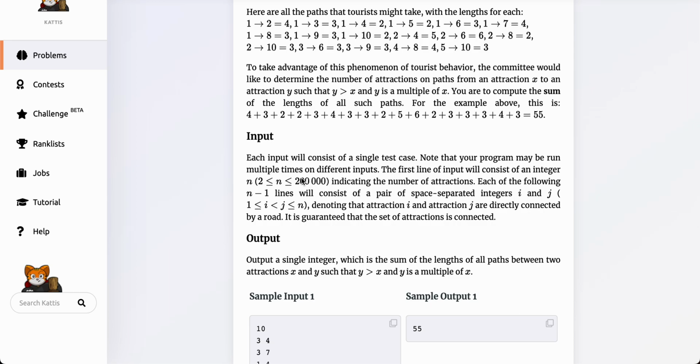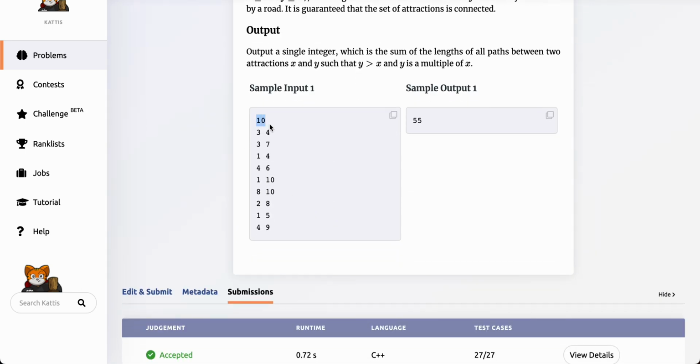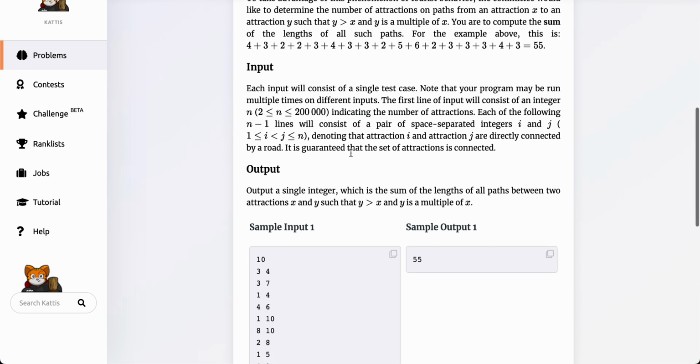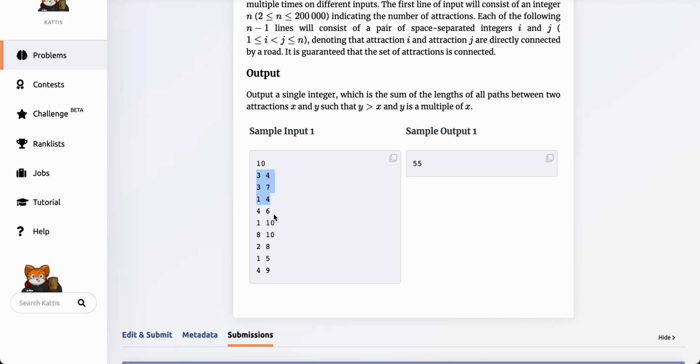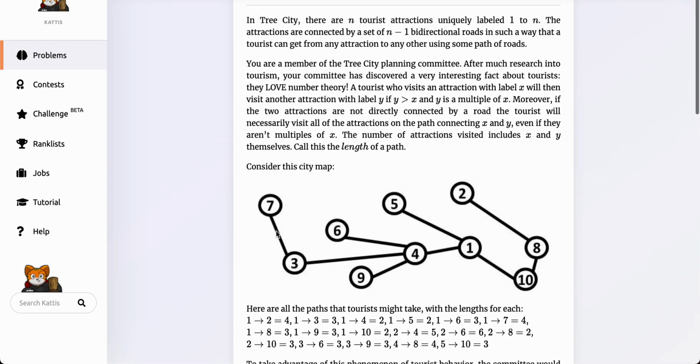Okay, n up to 200,000, and it is a tree. It is a single test case. The first line of the input will contain an integer n. Each of the following n minus 1 lines contains a pair. Okay, n minus 1 edges are there. You have to get that value.